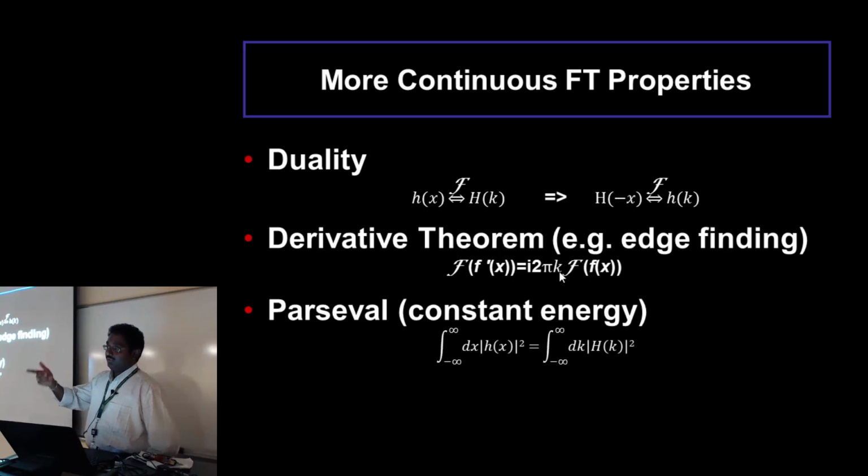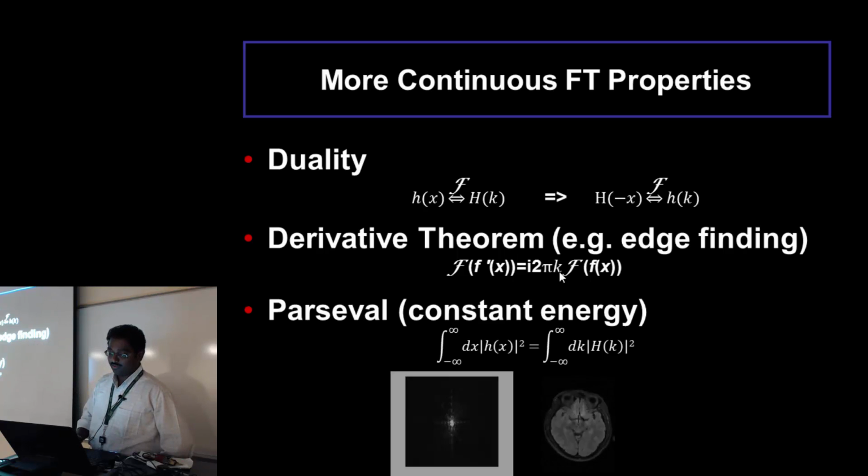This is what you see in the textbook example, where you will only see the edges of the objects and not the major intensity, the general contrast of the object. And then Parseval's theorem states that the energy of the function you are looking at is equal in both domains.